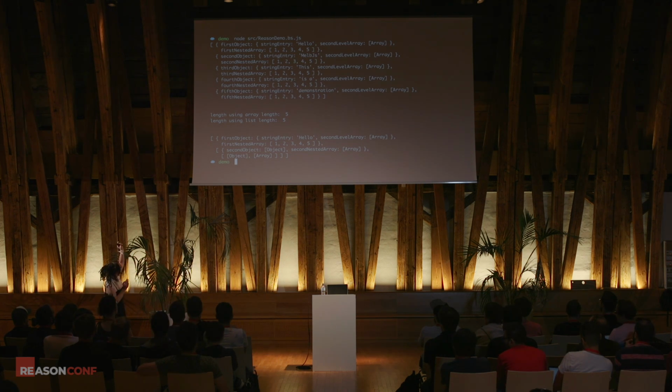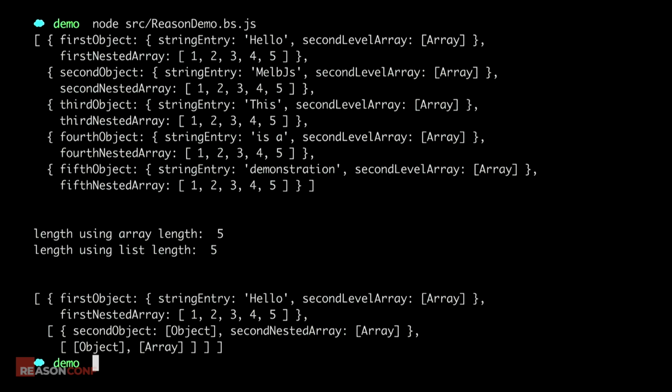All right, so we've got the first array, and we've got first object, second object, all the way down to fifth object. And we can see all the elements in there. So we've got the length using array length, and then the length using list length, and they're both 5. And down here at the bottom, he's logged out the list and he's got first object and second object, and that's fine, but it did log out more than two objects, it's just this weird object array thing. So yeah, it's just a bit of weird behavior.